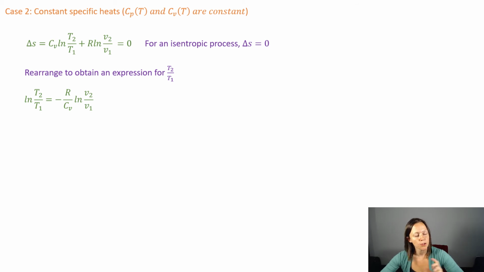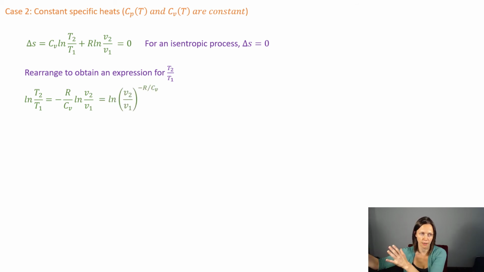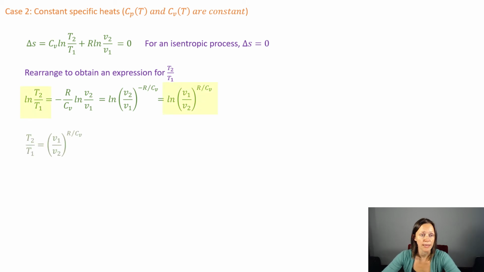So instead of having the negative R over Cv in front of that natural log, I'm just going to bring it up there as an exponent. And then I'm going to get rid of the negative, and the way I'm going to do that is I'm just going to flip that V2 over V1 so it becomes V1 over V2. And now I've got the natural logs with nothing in front of them, so I can raise everything to the e and get rid of them.